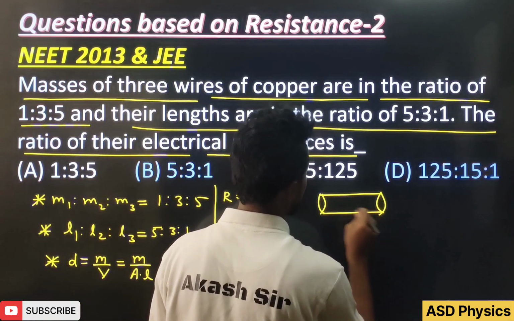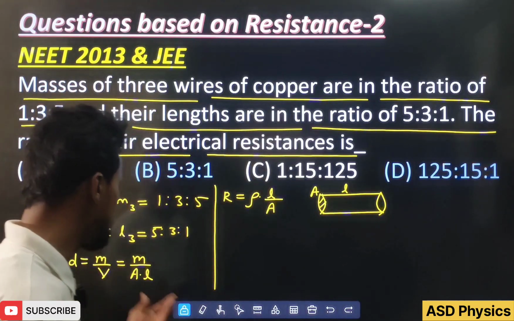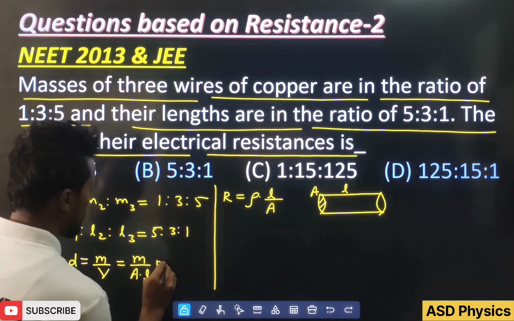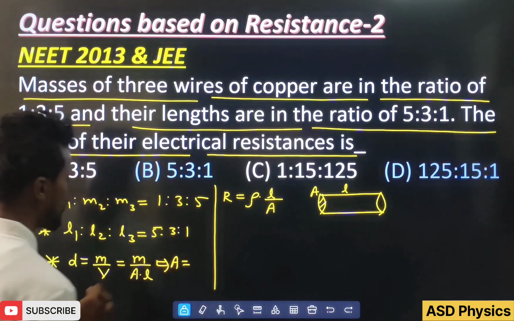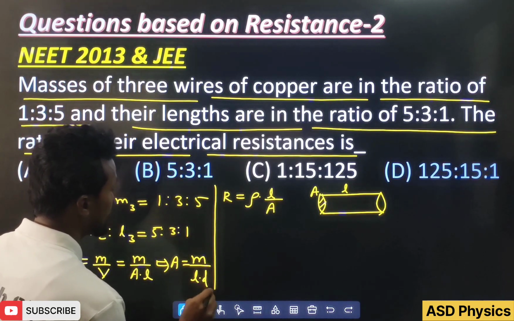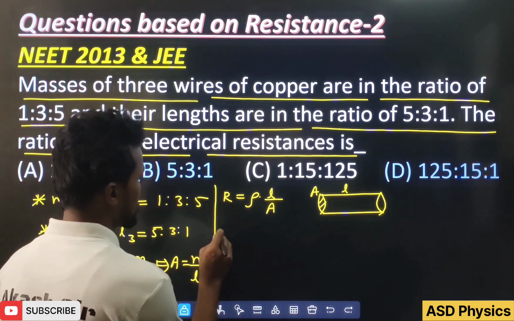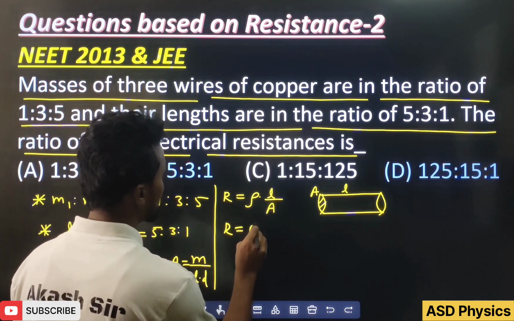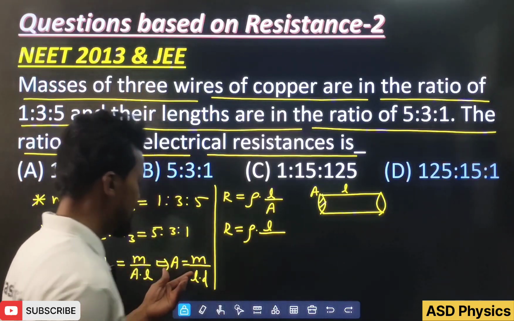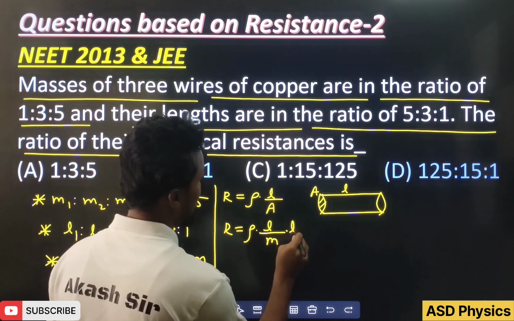If the conductor is like this, the area of cross section is A and the length is L. That means the volume is A into L. So from here, if I write the area of cross section, it will come as M by L into D, where D is the density. This value I am going to replace here. So it will become rho L divided by M by LD, so M on top and LD at the bottom.